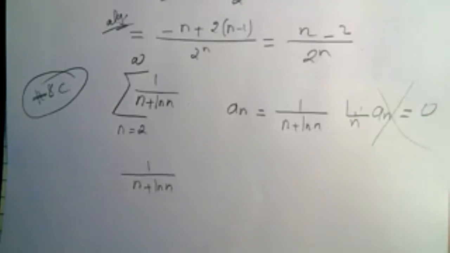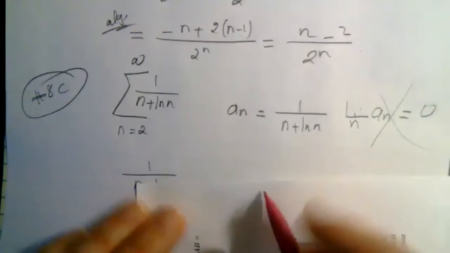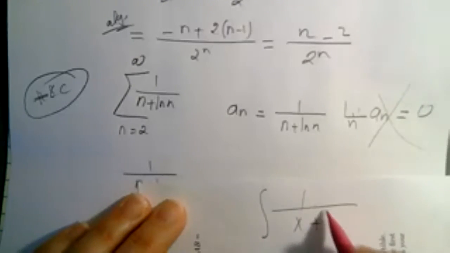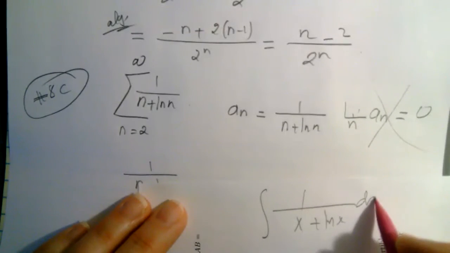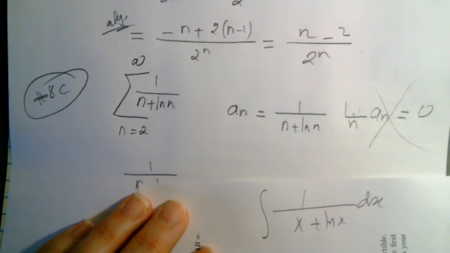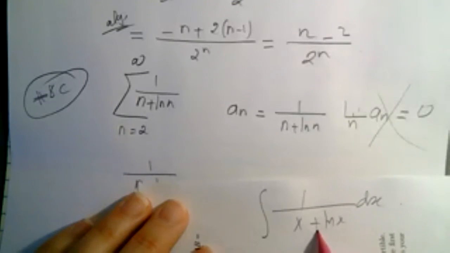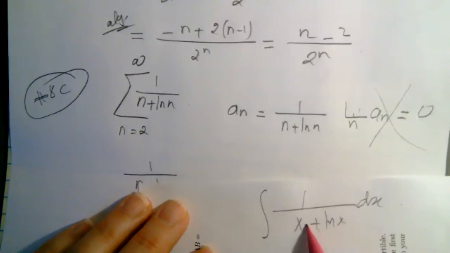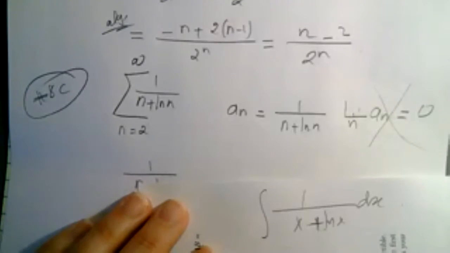Okay, integral test. You have to integrate 1 over x plus ln of x. I don't know how to do it. It's a very hard integral because it's a plus, so there is no substitution in the picture. If this is a plus, substitution is going to fall apart.